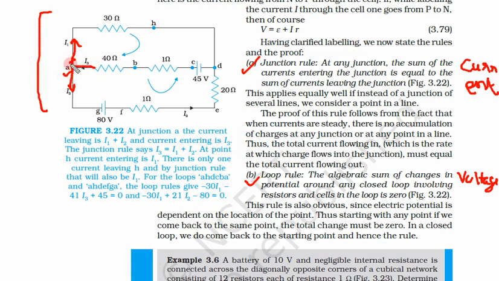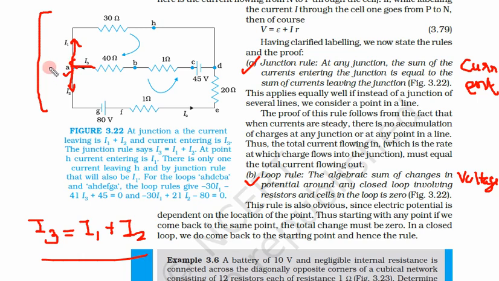So it is entering, it is leaving. This is very similar to the case of a pipe. If there is one pipe, this is the inlet of the pipe and these are two outlets. Definitely the water entering the pipe must be equal to the water exiting the pipe. So from that rule, I3 is equal to I1 plus I2.